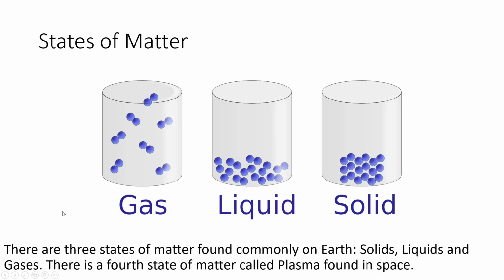Just got some information here. So there are three states of matter found commonly on Earth. There's solids, liquids, and gases. Now, although I haven't got a diagram of it here because it's not that crucial that we know, there is a fourth state of matter, and that's called plasma. It's most commonly found in space, in the core of stars. That's where you'd find that one.